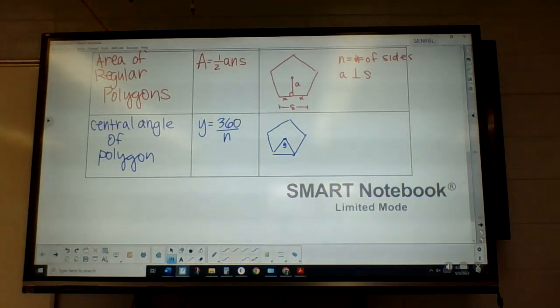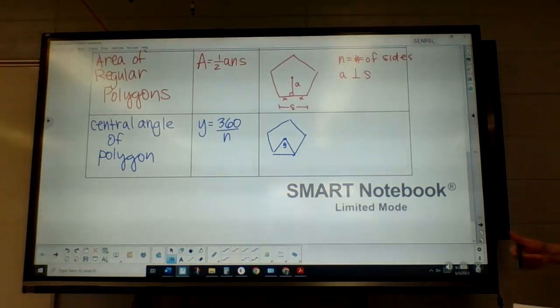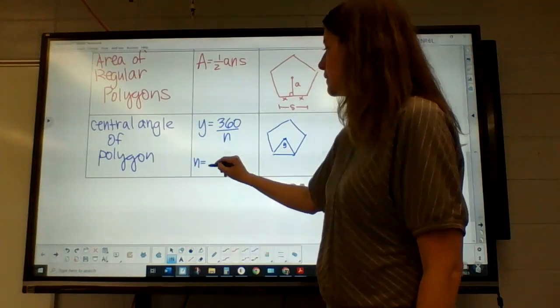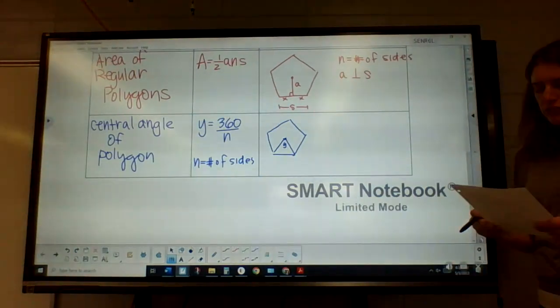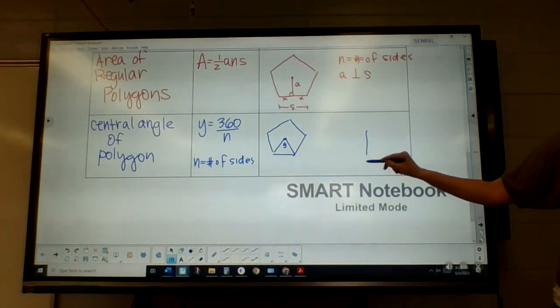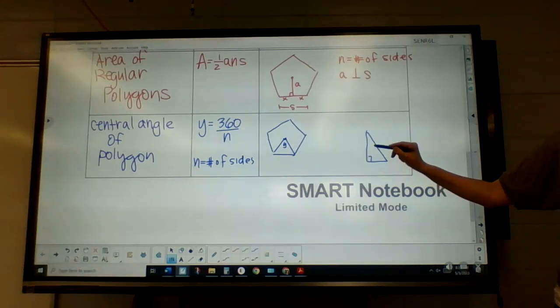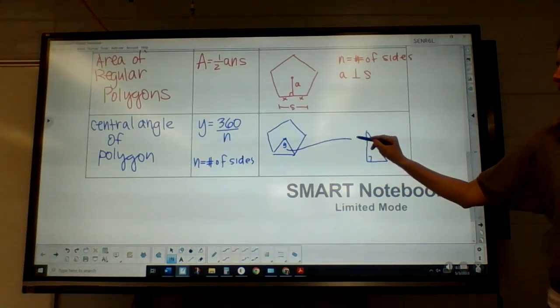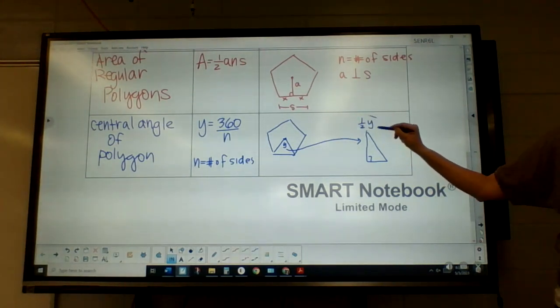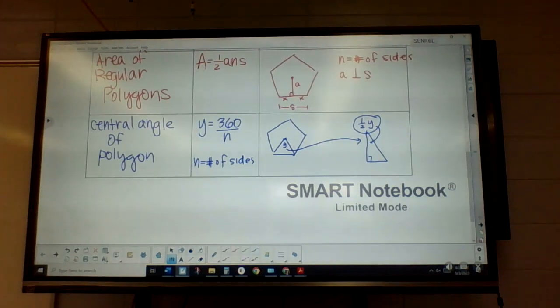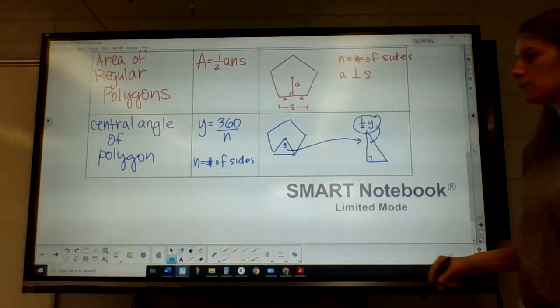All right, so our central angle formula is 360 divided by n, and again, n is the number of sides. But a lot of times, remember, when we do that, we want to take half of it to find that little right angle. So if I enlarge this, when I come over here, this little angle is going to be half of y. So a lot of times when we find that central angle, we don't actually use that central angle, we use half of it, or we almost always do.